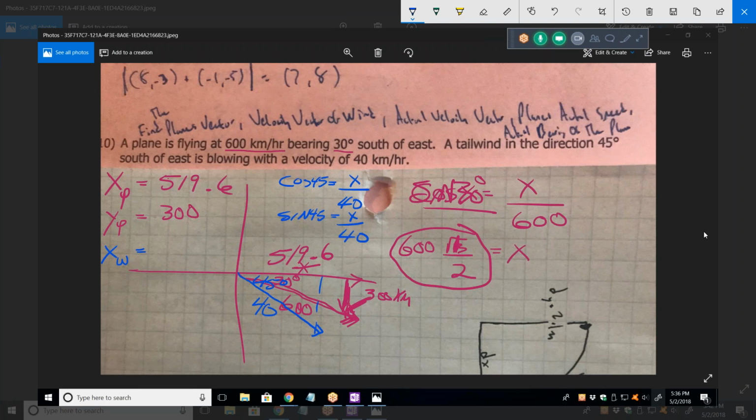So what is 40 times the sine of 45? Well, either one of them is actually the same. Sine of 45 is root 2 over 2. Cosine of 45 is root 2 over 2. So it's the same number. 28.28. And it's in the same direction. It's positive.